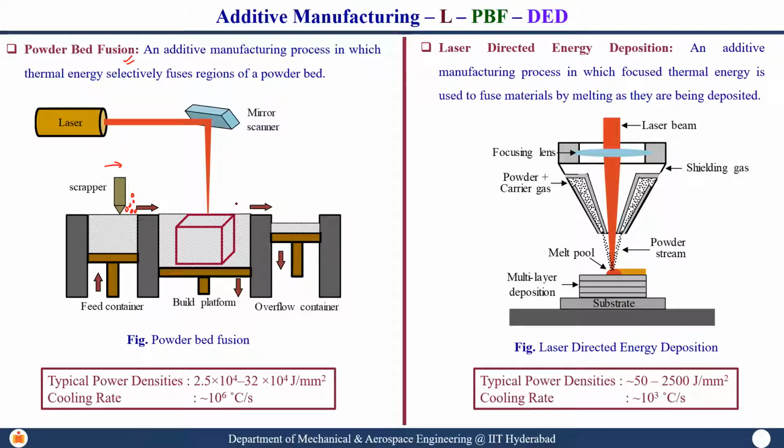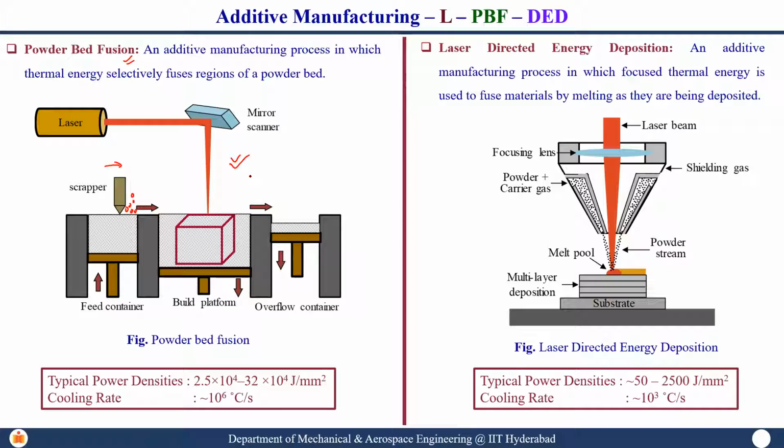Now, let us assume one of the popular and very widely used applications in industries: refurbishment of worn out components. That also comes under additive manufacturing. Now, can we do refurbishment of components in the powder bed fusion process?